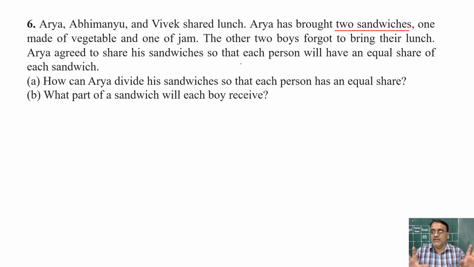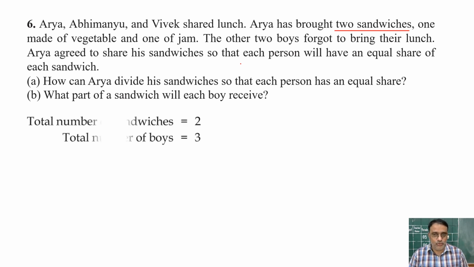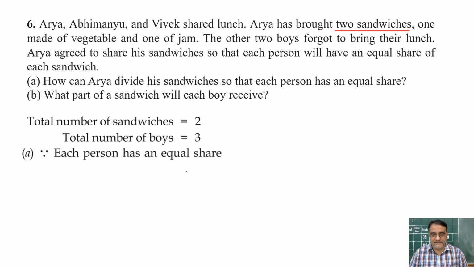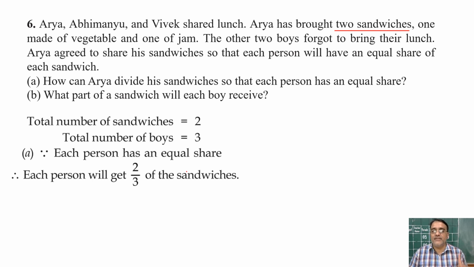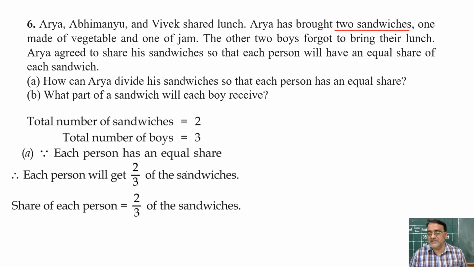First of all, the total number of sandwiches is 2 and the number of boys is 3. Okay, so each person has an equal share. So each person will get 2 by 3. Okay, 2 by 3 of the sandwiches. So the share of each person will be 2 by 3 of the sandwiches. This is the first answer.